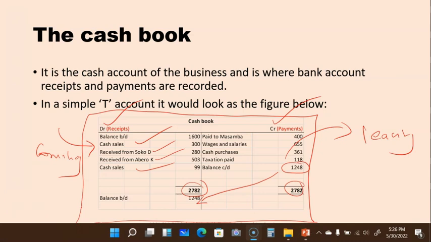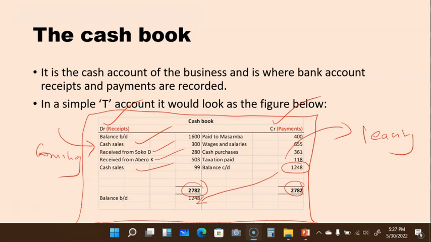Okay, now I want you to note something here. This description for cash sales was just cash sales of, let's say, 300, and there were also cash sales of $99 on the debit side. This means that these were sales bought by people without credit accounts with us, or without some credit relationship with us. They came into the shop, bought their things and left.